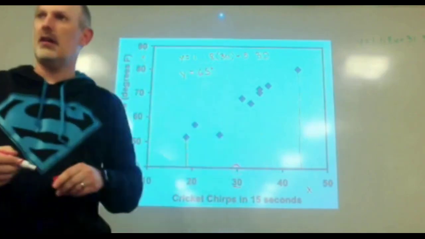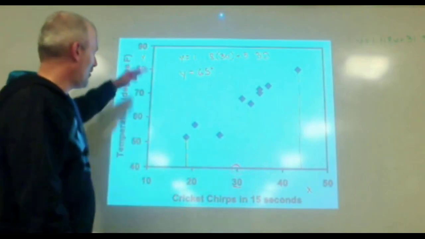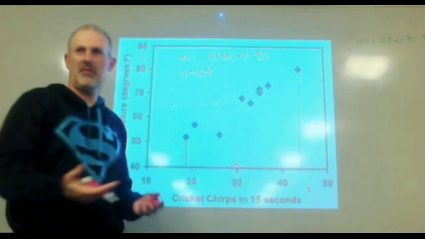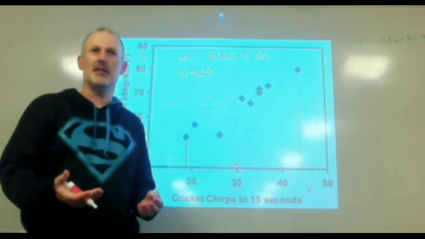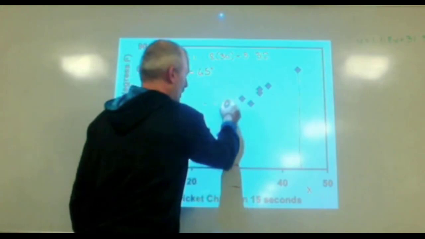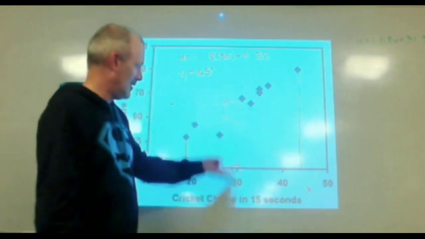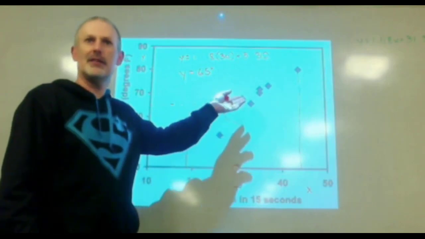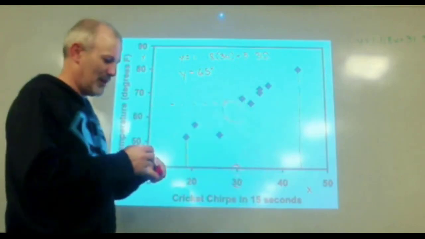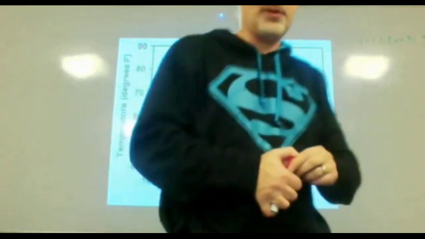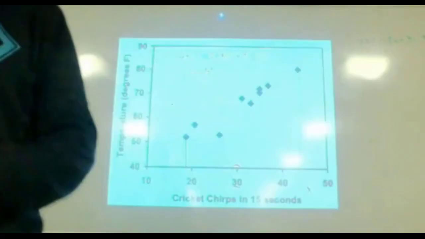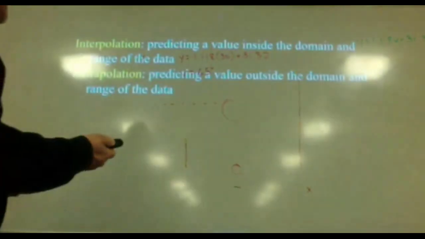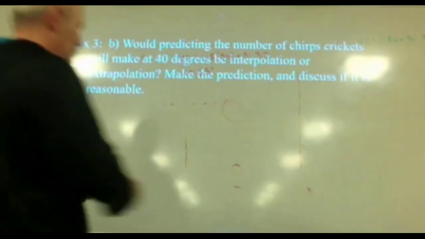Does that seem reasonable with what we're seeing on our graph, that it would be somewhere in this range right here? Yeah, that seems pretty reasonable. We don't have anything right around that area, but if we had something there, it seems like it would be about in that spot. And usually interpolation will give pretty reasonable values because we have values all around it.